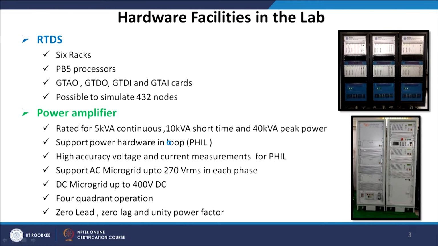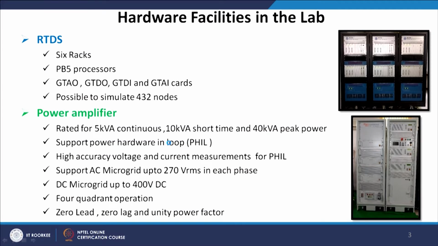Then the second important device in our laboratory is the power amplifier, rated 5 kVA continuous. The capacity of the amplifier can be increased to 10 kVA for a short time, and it can go as high as 40 kilovolt ampere for a short duration of peak hours. This amplifier supports power hardware-in-the-loop experimentation, that is PHIL, and it has high accuracy voltage and current measurement for power hardware-in-the-loop simulation.